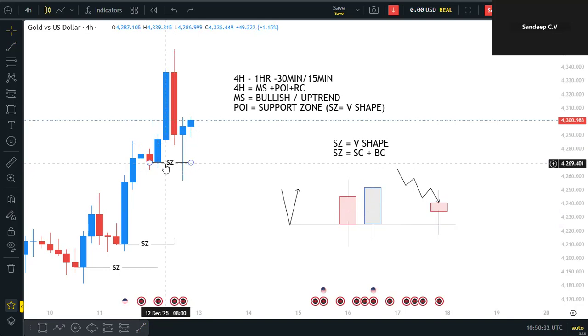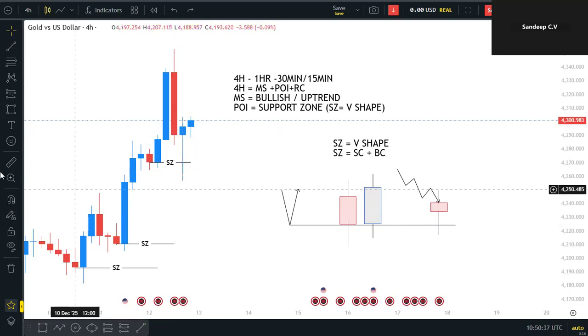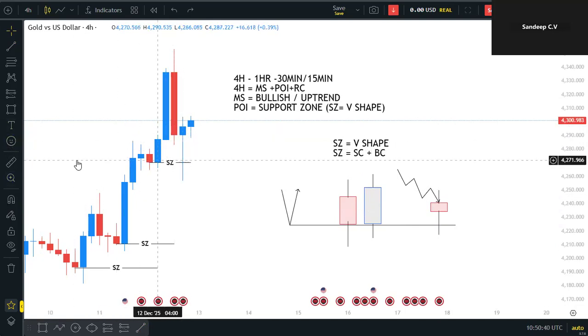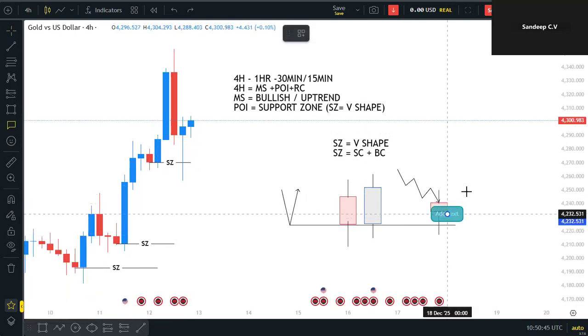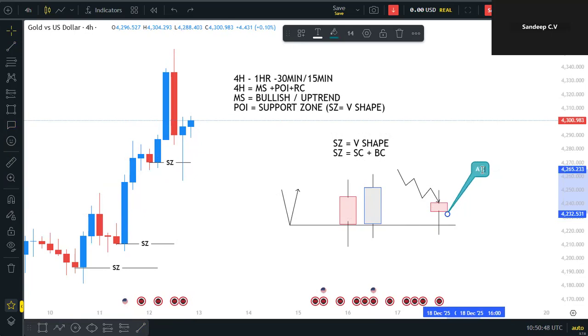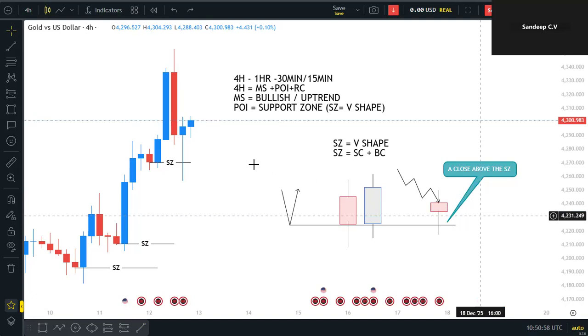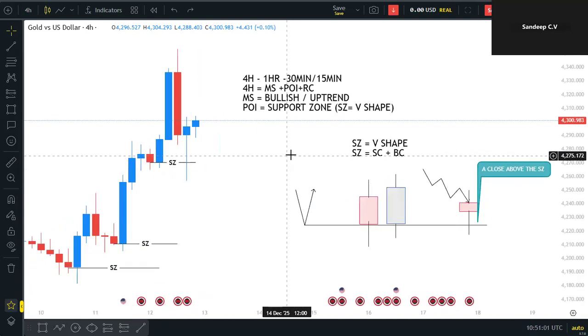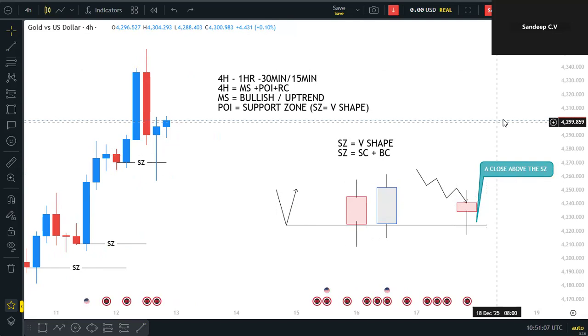Like if you look at this current support zone, we have a bullish rejection. This is a bullish candle rejecting it. But our main focus is the body of the candle closing above the zone. So it must close above the zone, above your support zone. There must be a close. So it can be a bullish candle or a bearish candle, but all we are concerned about is price closing above the zone.